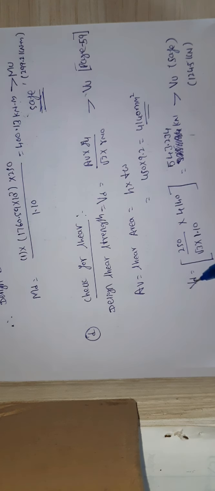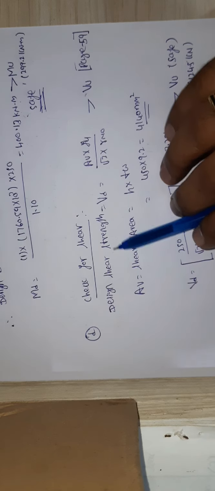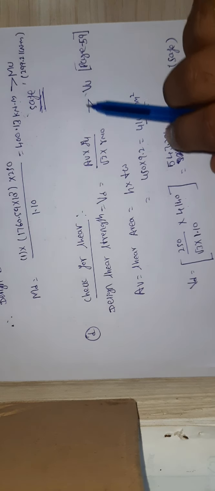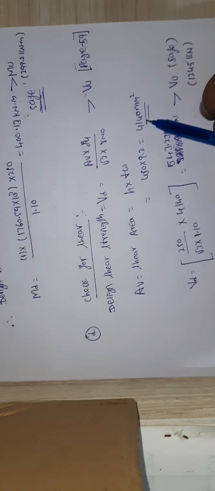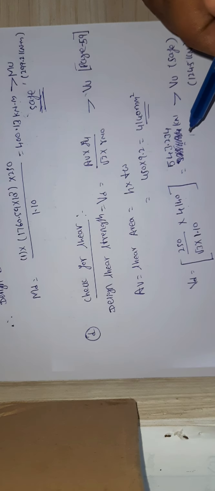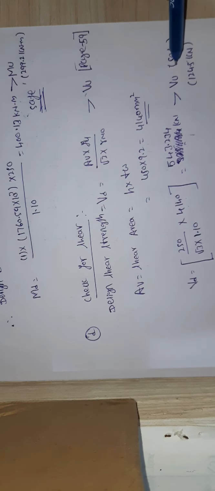Substituting this, Vd, the design shear strength, equals 250 by square root of 3 into 1.1 into 4140, which is the Av you calculated here. Then I got 543.234 kilonewtons. So it is greater than Vu.